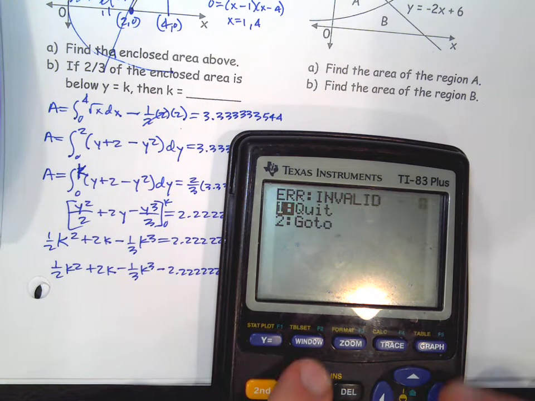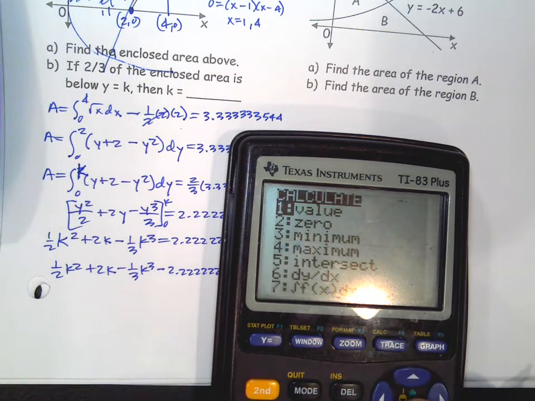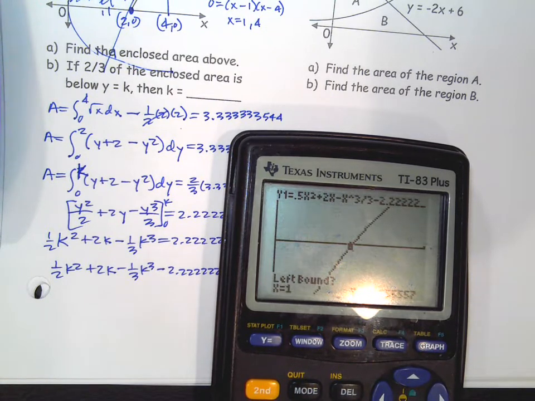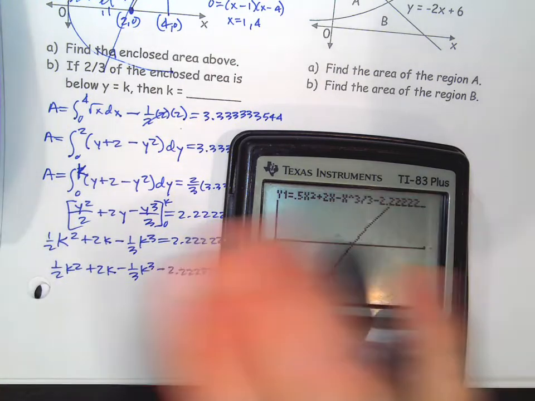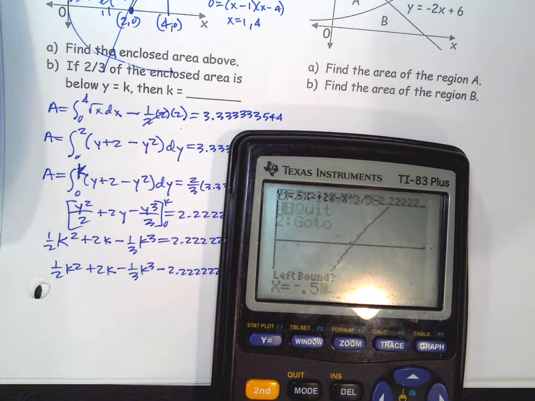Oops, didn't like that. I put -5, meant to put -0.5. If you put a value outside the window, it's going to give you an error. -0.5.